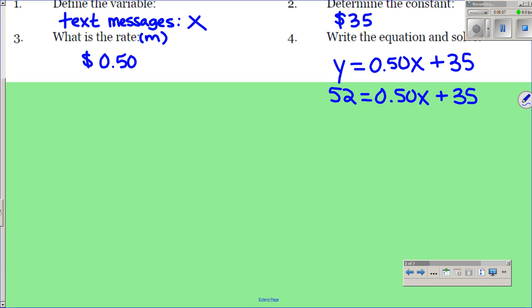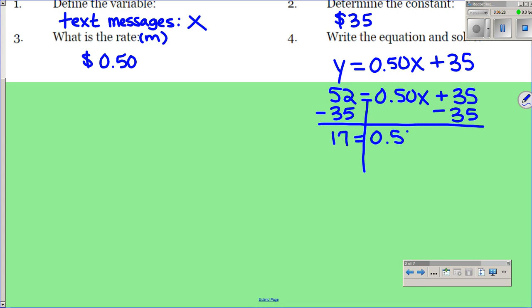So go ahead and separate your two sides of the equation. Our X is on the right side. We need to move this constant 35 to the left. So we're going to subtract 35 from each side. Okay, so 52 minus 35 is going to simplify to 17 equals 50 cents per text message.